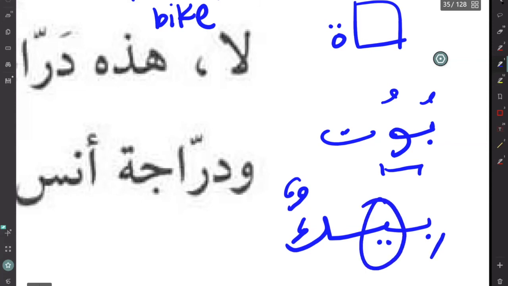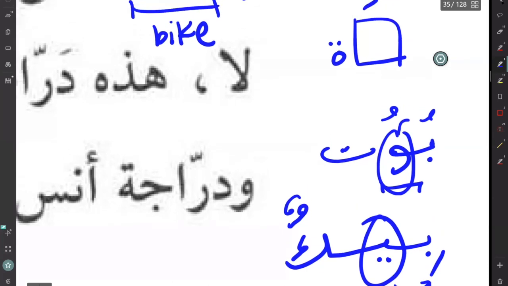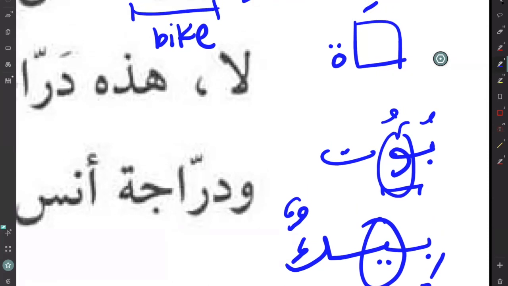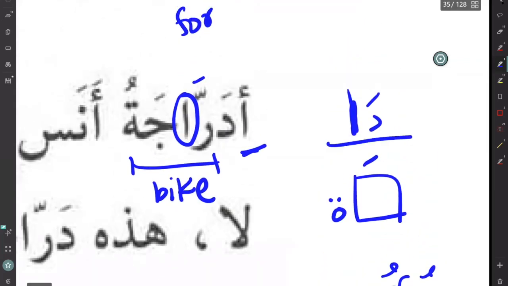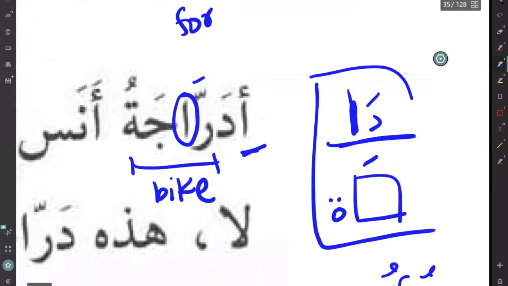Because the next one you have ya. So harakat before ya usually gets kasra. Harakat before waw usually gets dhamma. And this is not 100%, but majority of the time. I would say like 80% plus, maybe 90% of the time. So this is something, and this is always the case. These two are always.